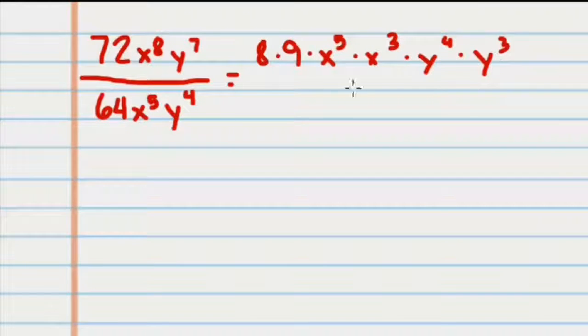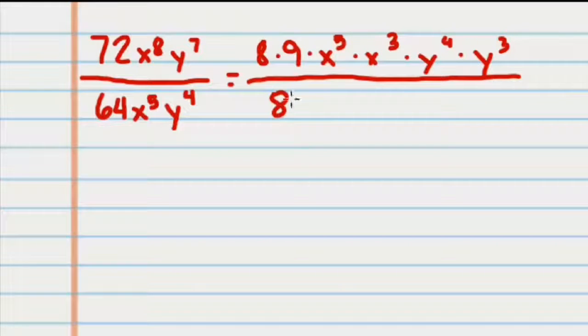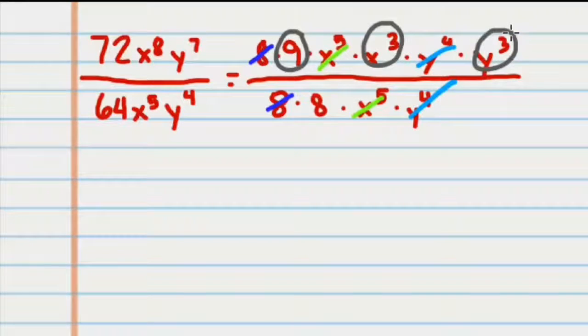And now we will just copy the remaining terms. Now, we could cancel an 8. We could cancel x to the 5th power, and we could cancel y to the 4th power. So the final answer that we have is what we left over. On the numerator, we have 9x cubed y cubed. And on the denominator, we just have an 8. So, that's the answer.